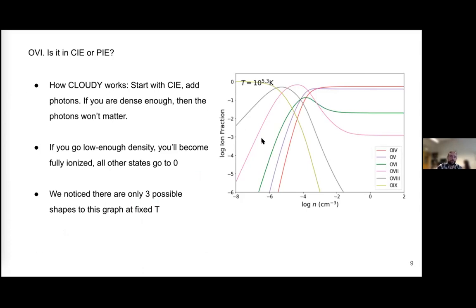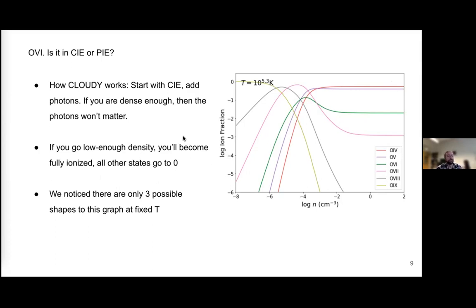And if you're at more of a low density, then as you go from right to left in this graph, you're getting more and more photons per atom, and you'll become more and more ionized. So that's what we see here: all of these are the oxygen states as a function of density at a constant temperature. We start out on the right with no photons. We have certain states: oxygen 4, 5, 6, and 7 all are present. And as we go from right to left and we add photons, they all go down and decay to 0.